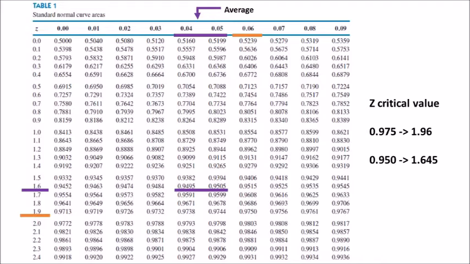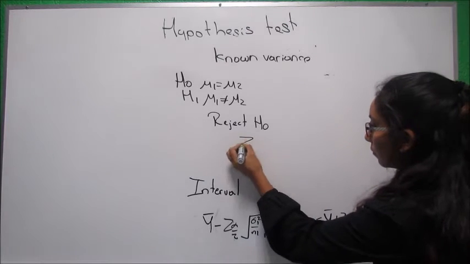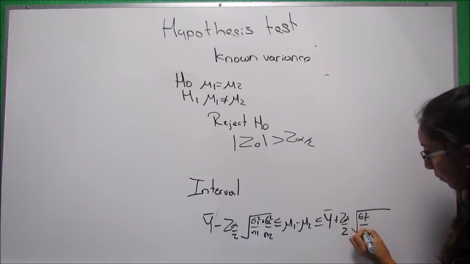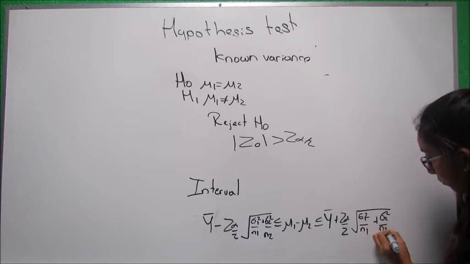For example, if an alpha value of 0.05 is specified and we are conducting a two-side test, we look for 1 minus alpha divided by 2, that is 0.975. And if it is a one-tail analysis, we look for 0.95. As you can see, the way to reject the null hypothesis is similar to the previous cases, and also we can find a confidence interval following this formula.